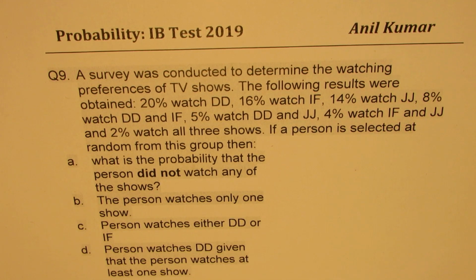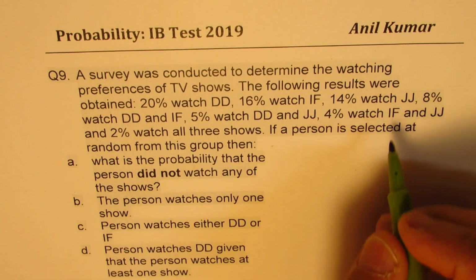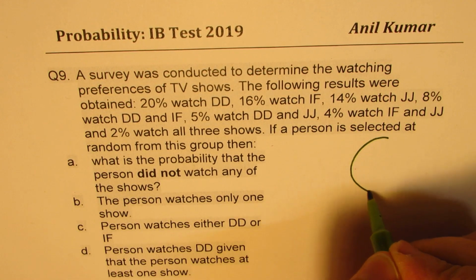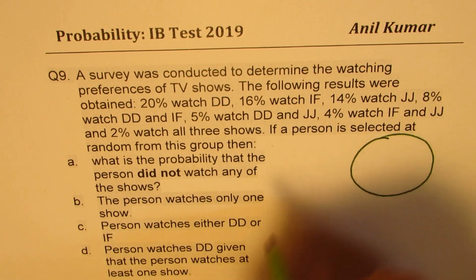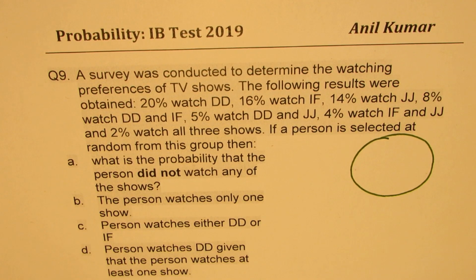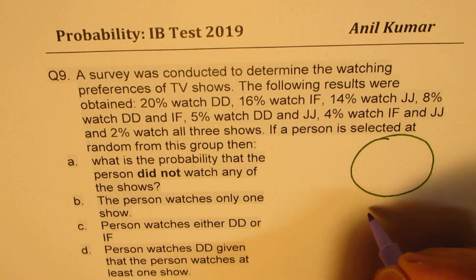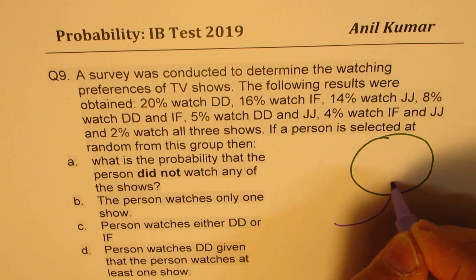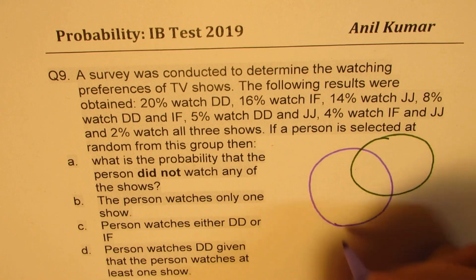If a person is selected at random from this group, then what is the probability that the person did not watch any of the shows? Well, to move further, we should actually make a Venn diagram and understand the situation. So let me draw these circles and then we'll work with the numbers. So three things, DD, JJ and IF, so I'll make three circles, right? So let these be the different colors representing them.